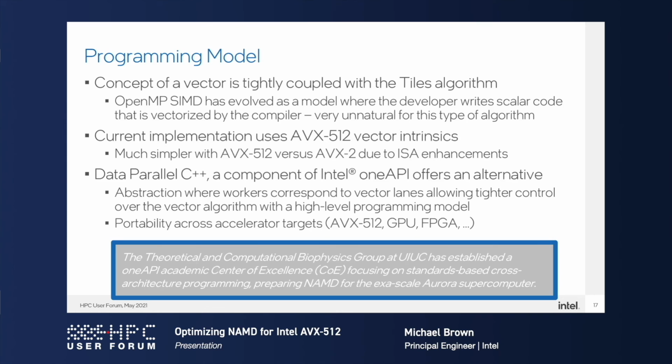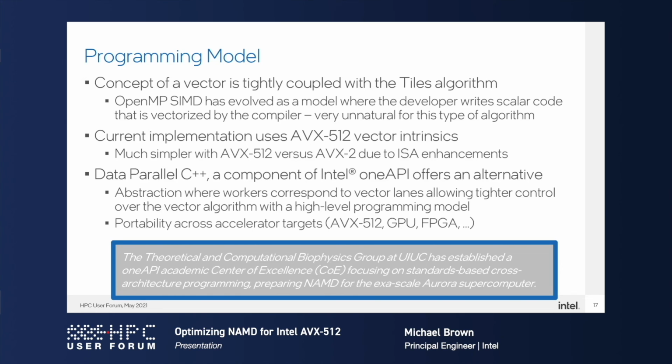With regard to the programming model, for this algorithm, the concept of a vector is tightly coupled to the implementation. OpenMP SIMD has evolved as a model where the developer writes scalar code that is vectorized by the compiler. This is very unnatural for this type of algorithm, and so the current implementation uses AVX 512 vector intrinsics. The implementation is simpler compared to AVX2 due to ISA enhancements. However, there is an alternative.